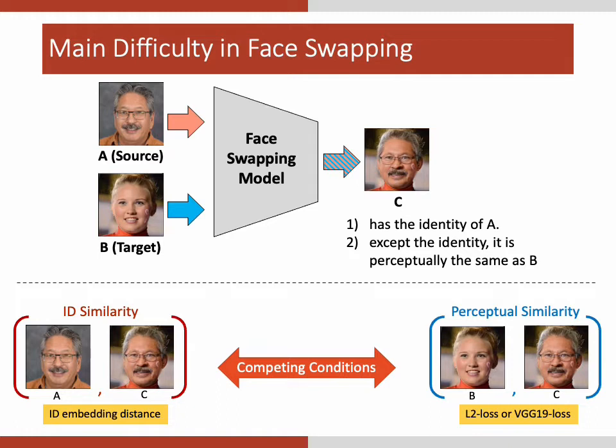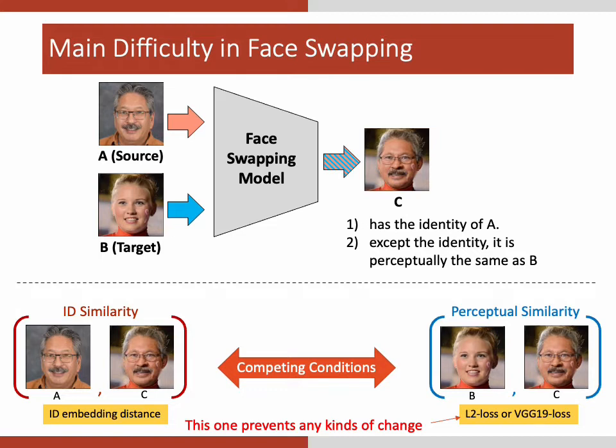We want to measure the difference of the ID relevant part only, but there's no good way to separate out the ID information. So we usually fall back to L2 loss or VGG19 loss, which prevents any kind of change from B. Since this loss is too simple but too strong, the ID loss is often dominated by it. As a result, models change the ID only minimally.